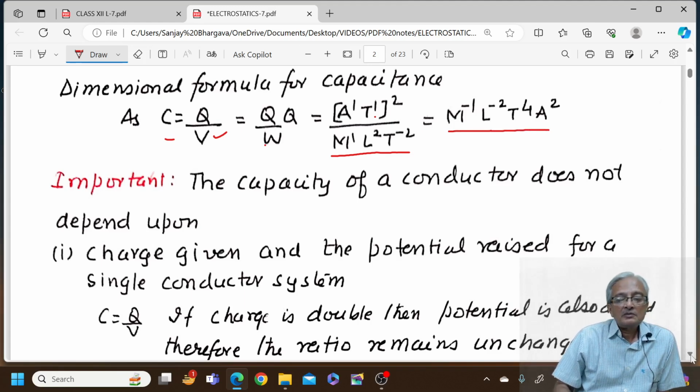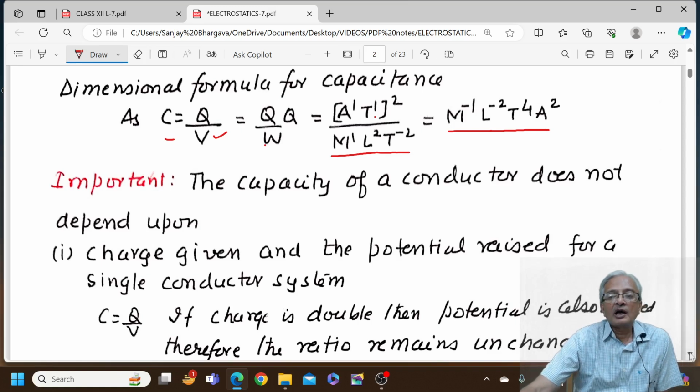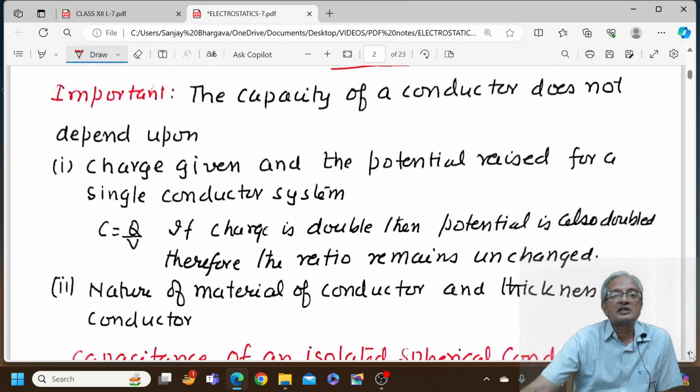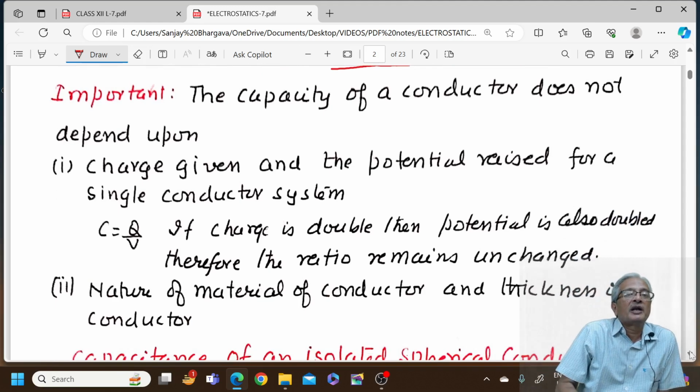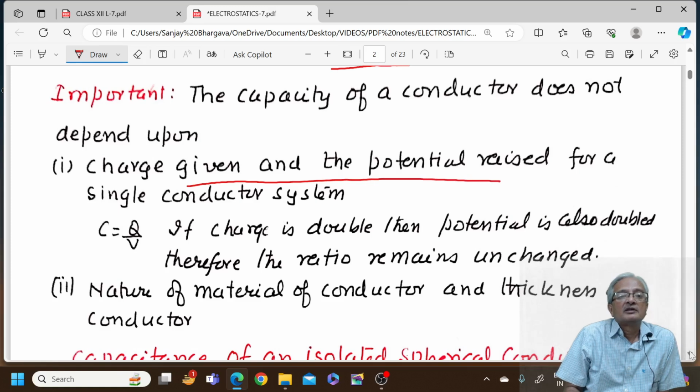Now the question is, what are the factors on which capacitance of a conductor does not depend upon? It does not depend upon charge given and the potential raised for a single conductor system. Because if we double the charge, then the potential is also doubled and the ratio remains unchanged. Similarly, it does not depend upon nature of material of the conductor and thickness of conductor.